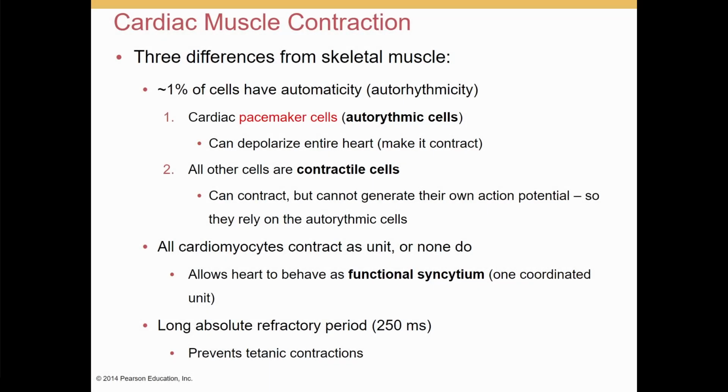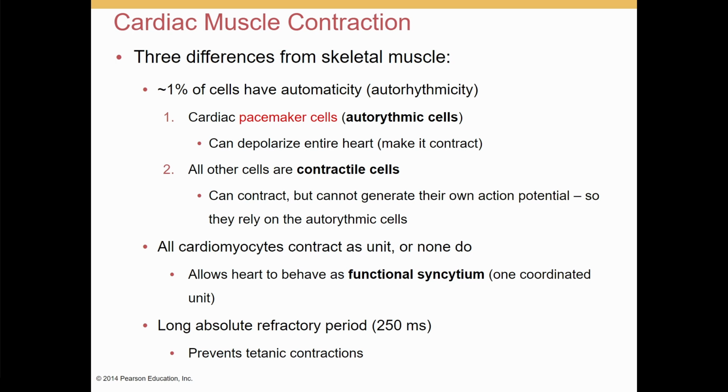We're going to continue looking at cardiac muscle. There are three differences from skeletal muscle that we've already looked at. About 1% of cells in cardiac muscle have automaticity. That means they have essentially the ability to create their own electrical current. These cells are called pacemaker cells. These are the autorhythmic cells, essentially.